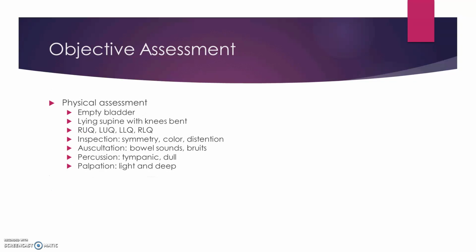Some objective assessments. So things to help you out, make sure that they're laying flat, have their knees up and bent so you can actually get a good feel of the abdomen. Have them go to the bathroom prior to doing your assessment so you can actually feel the structures inside. Remember, start right upper, left lower, and then right lower quadrant. Make sure you guys are doing your auscultations. So inspection, then auscultation, then percussion, and then palpation.